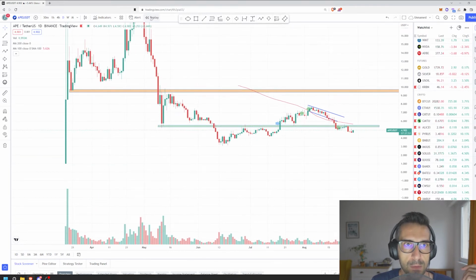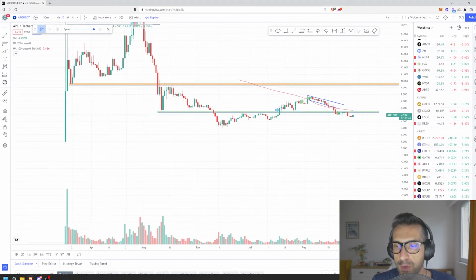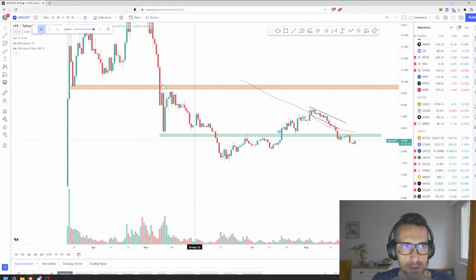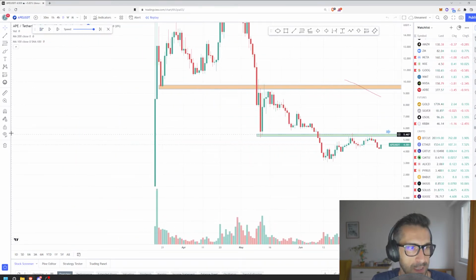So if we go back somewhere around here, we're going to use ApeCoin as a trade setup because we recently took this one, and I think it was quite a good example for this case. So if you go to the replay tool and I just click somewhere around here, this is what I was seeing. And let me just clean.